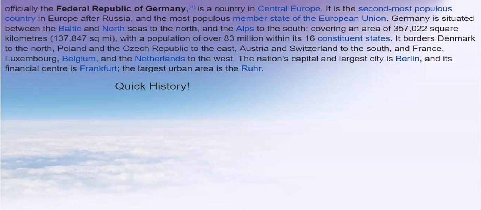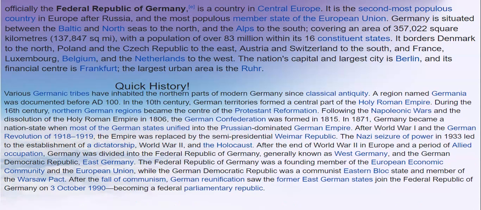With its 16 constituent states, it borders Denmark to the north, Poland and Czechia to the east. It's called Czechia now, not Czech Republic. Austria and Switzerland to the south, and France, Luxembourg, Belgium, and Netherlands to the west. The nation's capital and largest city is Berlin, and its financial center is Frankfurt, and the largest urban area is Ruhr. But don't forget the important city of Munich, though.